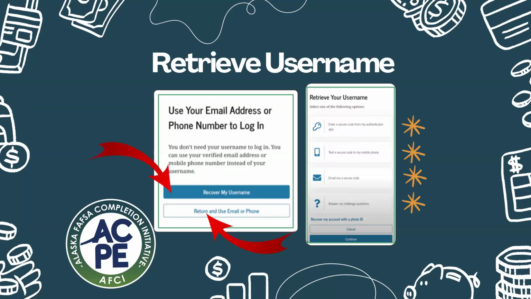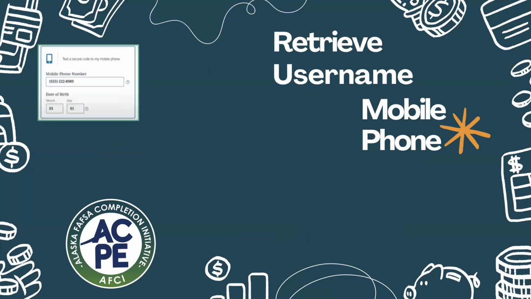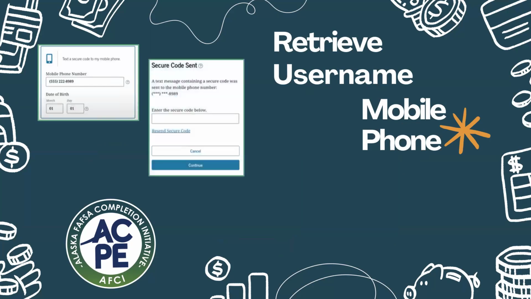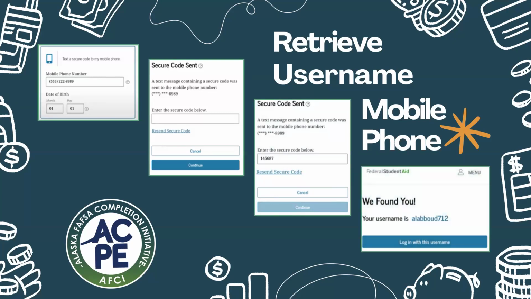From there, you will see multiple options for this process. First, you can choose to recover your username with your mobile phone. First, enter your mobile phone number and your date of birth. A secure code will be sent via text message. Once you receive the code, enter it in the box provided and click Continue. By successfully entering in the secure code, you will recover your username.